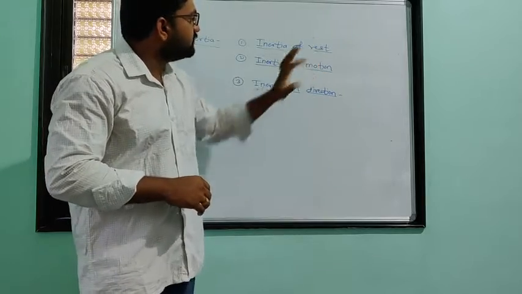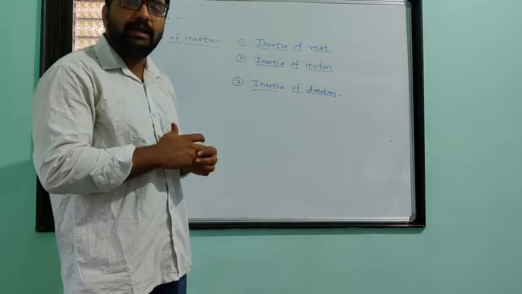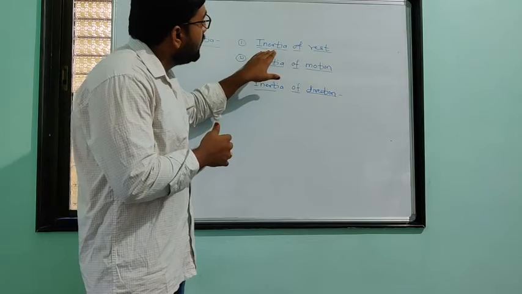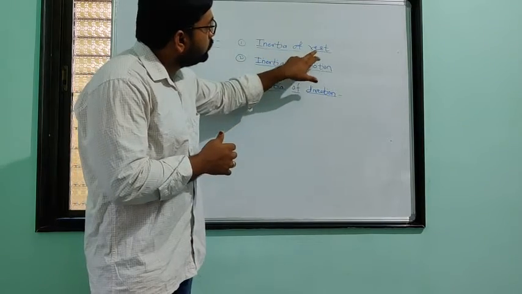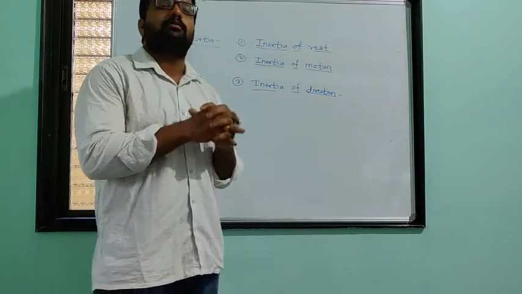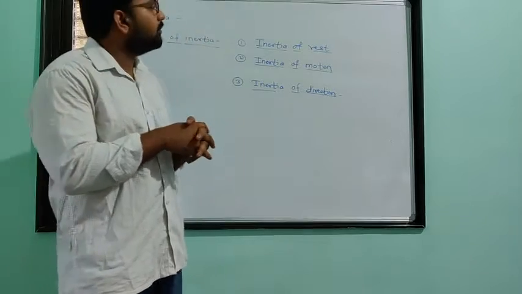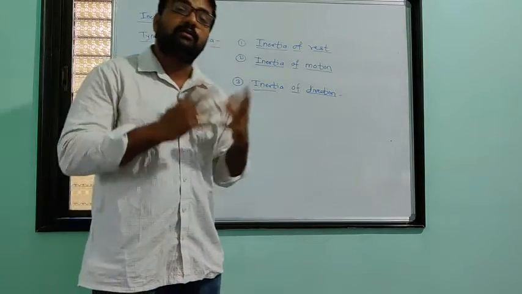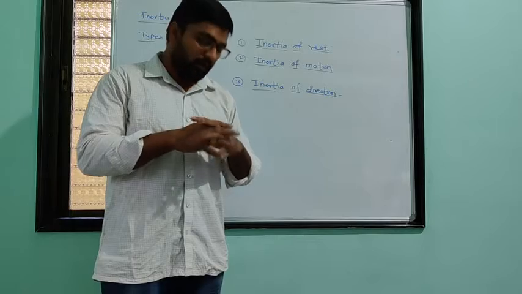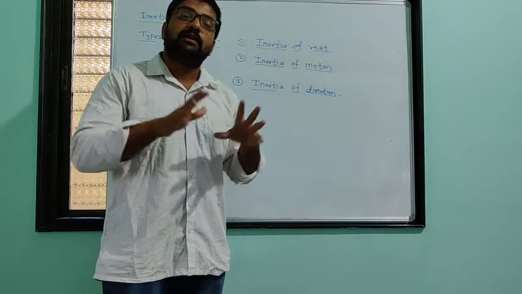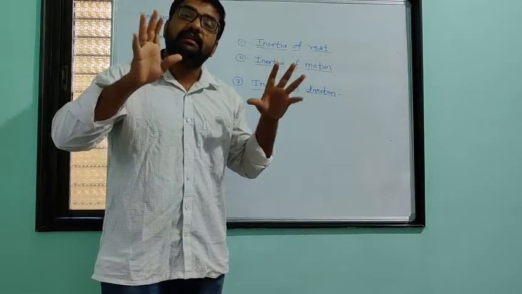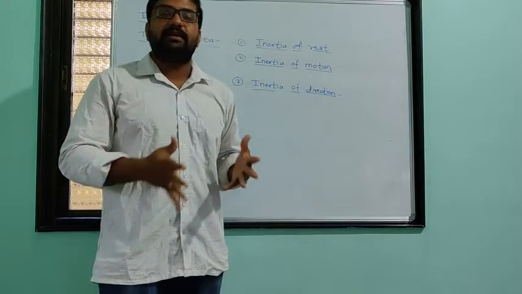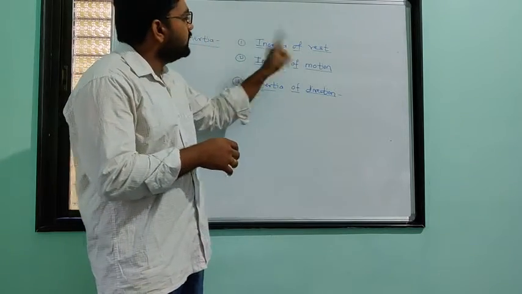The word rest used here simply indicates the inertia of an object due to its rest position. In this type of inertia we have to consider some examples, in which the object is initially in a steady state. Due to that steady state, objects have inertia.